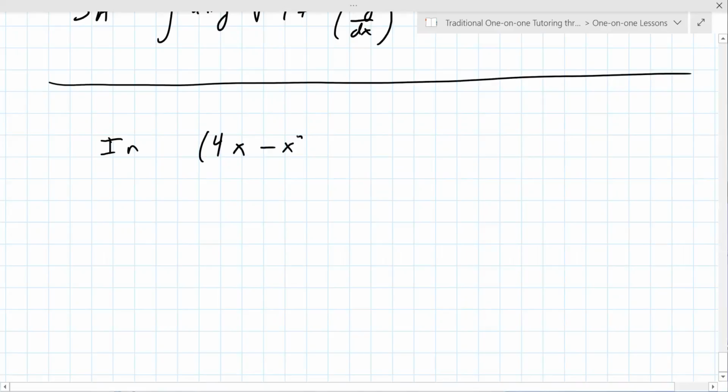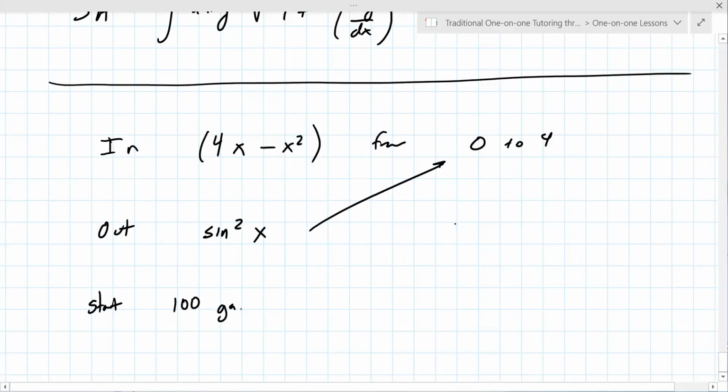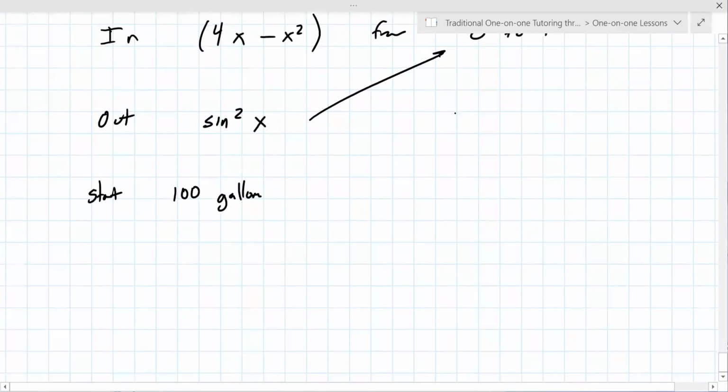Four x minus x squared from 0 to 4, and then out is sine squared x. Okay, and so the question would be, and let's say you started with, this is also from 0 to 4, 100 gallons. They would ask you to set up the integral for the amount at time t, or the in minus out. So it's always whatever you're starting with plus the in minus the out.